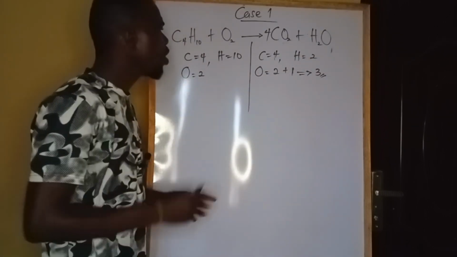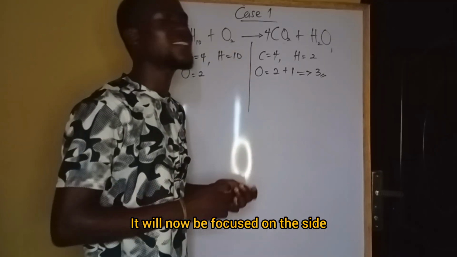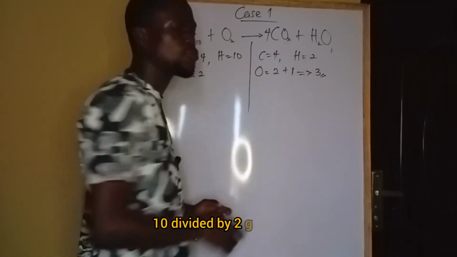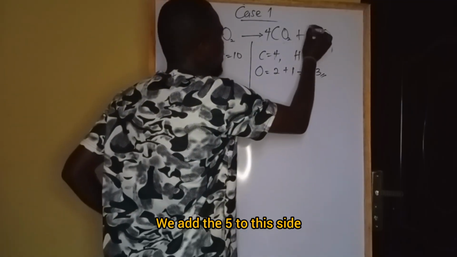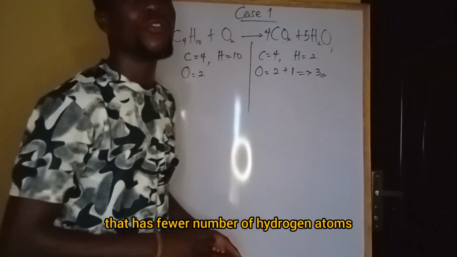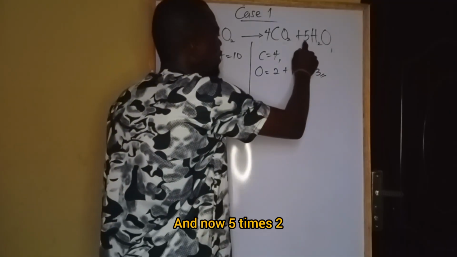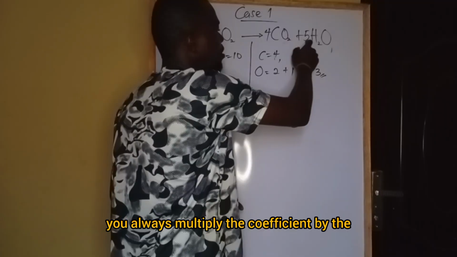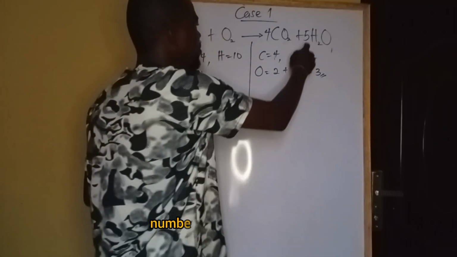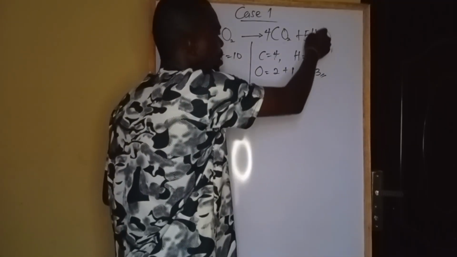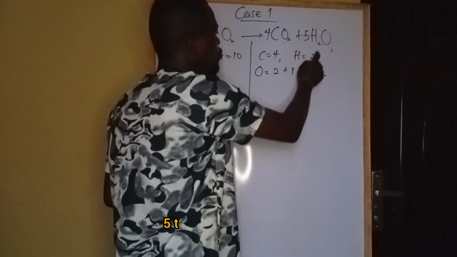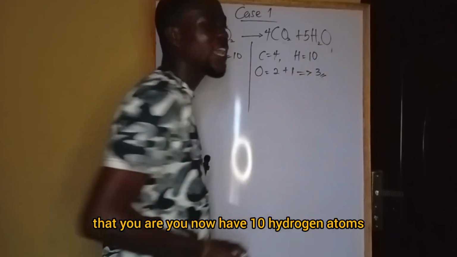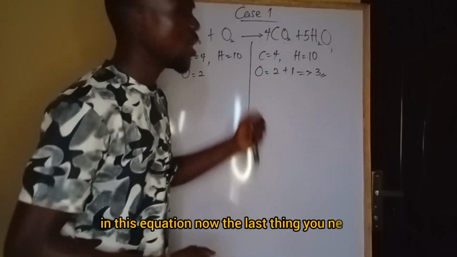To balance this, we focus on the side that has the greater hydrogen atoms, which is this left hand side. 10 divided by 2 gives us 5. We add the 5 to this side that has fewer hydrogen atoms. And now 5 times 2: in balancing a chemical reaction, you always multiply the coefficient by the number of atoms you have. 5 times 2, the coefficient is 5. How many hydrogen atoms do you have here? 2. 5 times 2 becomes 10 in total. So this means that you now have 10 hydrogen atoms in this equation.